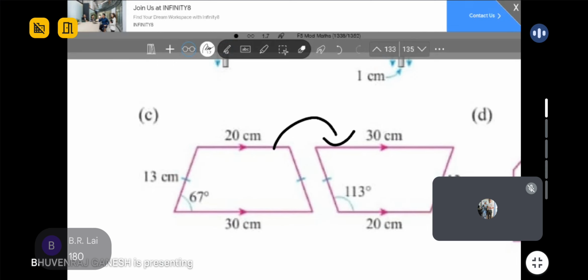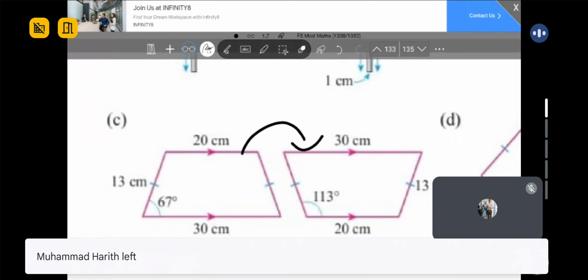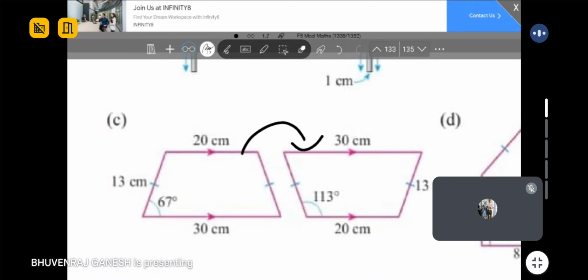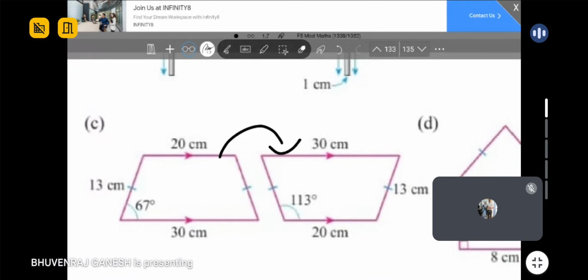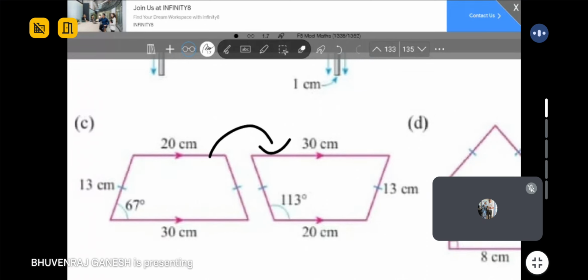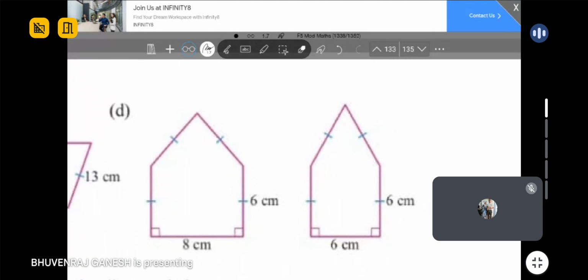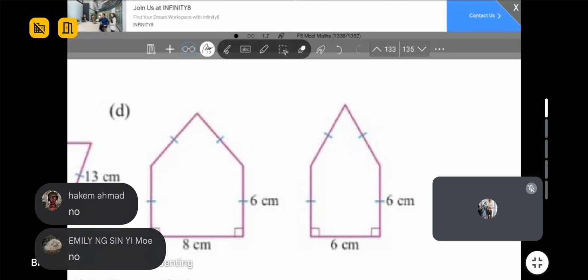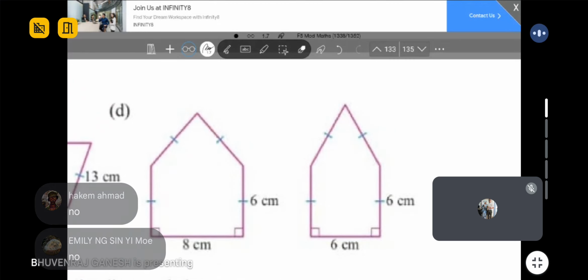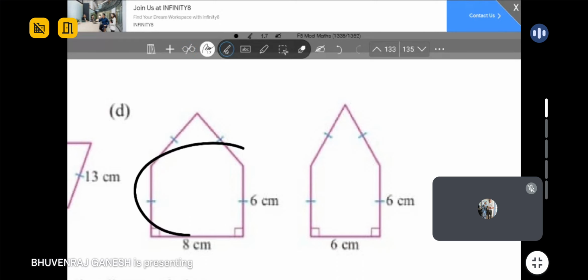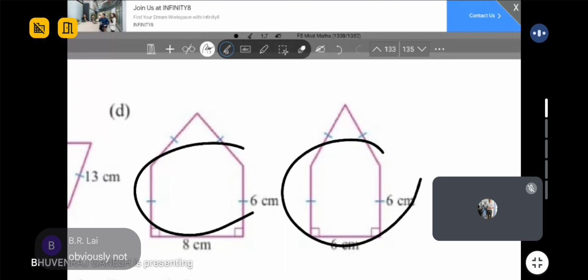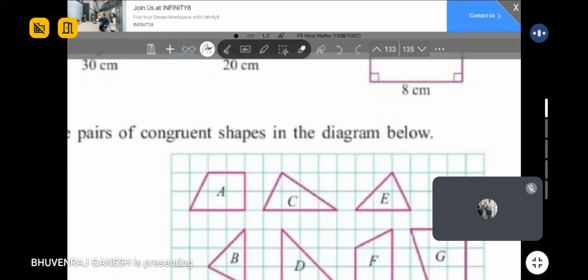Okay, so the answer is congruent. Okay, because corresponding side and angle are equal. Okay, sisi dan sudut yang sepadan antara satu sama lain. Okay, okay. How about part D? Congruent or not? Okay, very good. Okay, yang ni tidak congruent. Obvious lah guys. Kamu nampak size pun tak sama. Okay, the size is different already. So definitely not congruent.